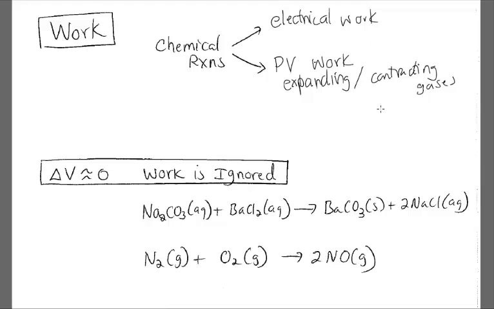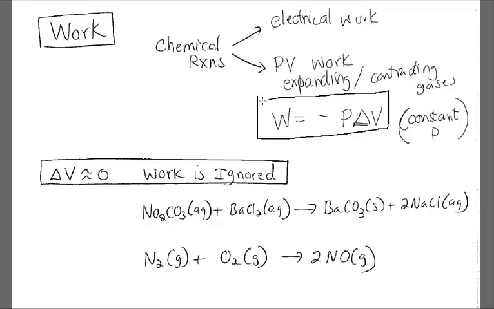Anytime we have a change in moles of gases, we will have PV work. And work is then equal to minus P times delta V, and that is true for constant pressure. Most of the time we will be working with constant pressure because we're working in an open room where the pressure is atmospheric pressure. So for everything we're going to consider at this point, work is equal to minus P delta V.